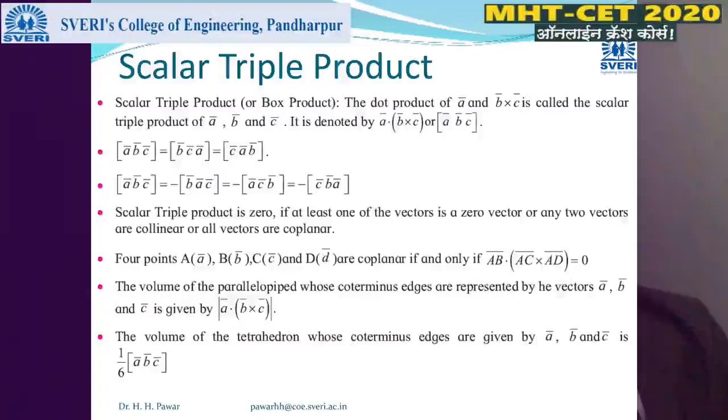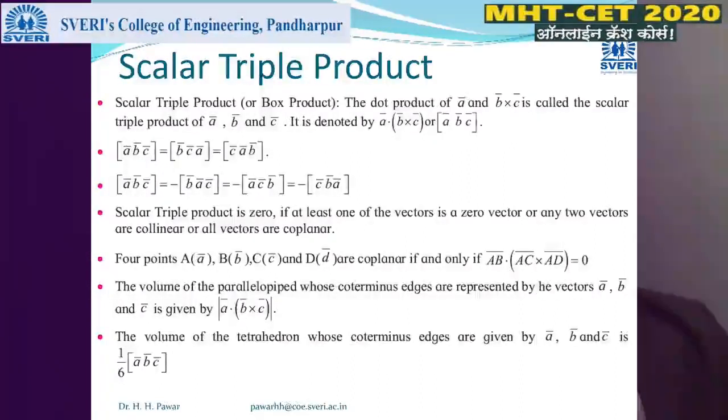Also, order is important in this case. If the order is interchanged, then the box product of A bar, B bar, C bar is equal to minus the box product of B bar, A bar, C bar, which is equal to minus the box product of A bar, C bar, B bar, which is equal to minus the box product of C bar, B bar, A bar.